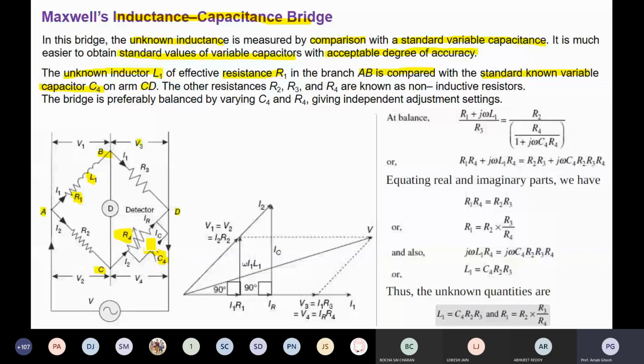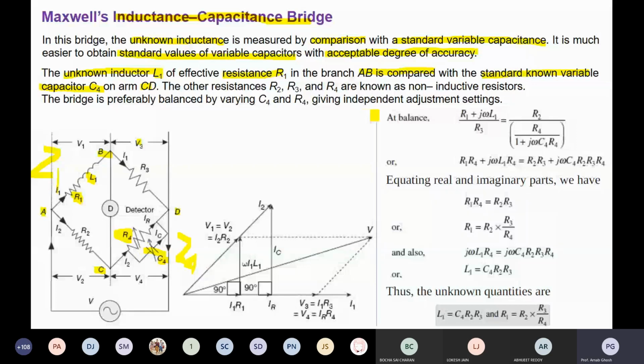Why this arm CD? Because you know that Z1 Z4 equals Z2 Z3. So which one is your Z1? It is your Z1. And which one is your Z4? So this is your Z4. So you are changing the capacitor value, so you can balance that value of Z1.